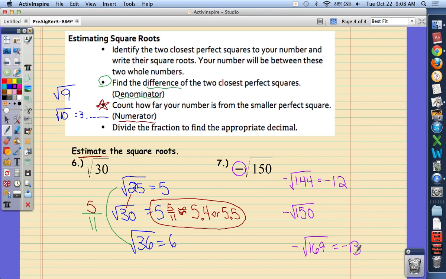All right, the next step was to find the difference between the two closest perfect squares, and this becomes your denominator of your fraction. 169 minus 144, it's going to give you 25. And then find the difference between the lower perfect square and your number. 150 minus 144 is 6. I know that my number will be in between negative 12 and negative 13, so it'll be negative 12. It'll be the lower number and something.